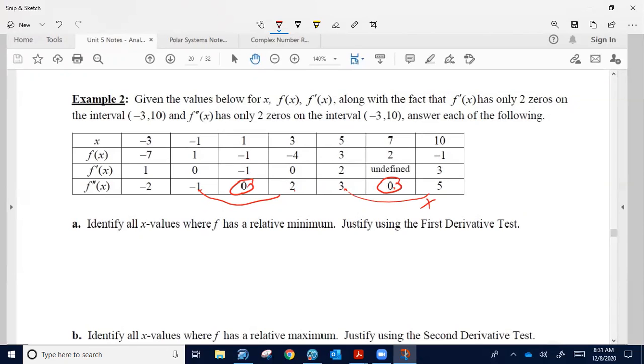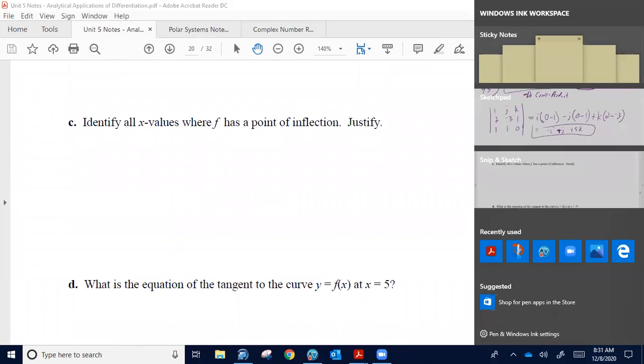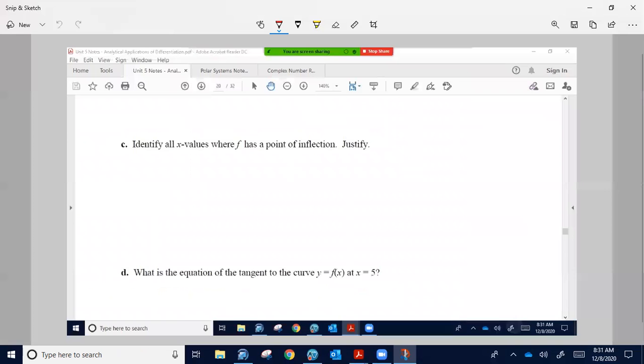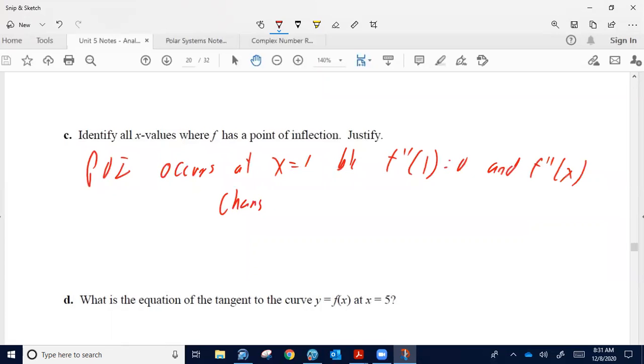So x equals 1 is a point of inflection because f double prime of 1 equals 0 and f double prime changes signs at x equals 1.